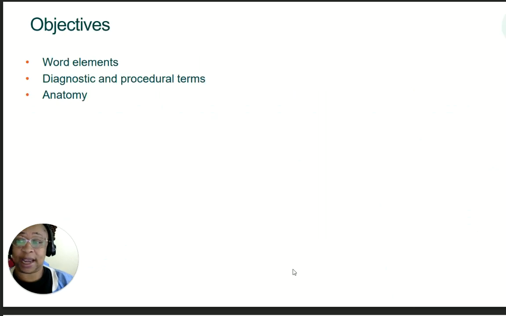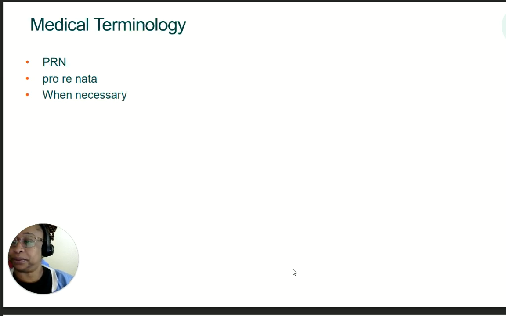The objective today is word elements, diagnostic and procedural terms, and anatomy. PRN, pro re nata, means when necessary.